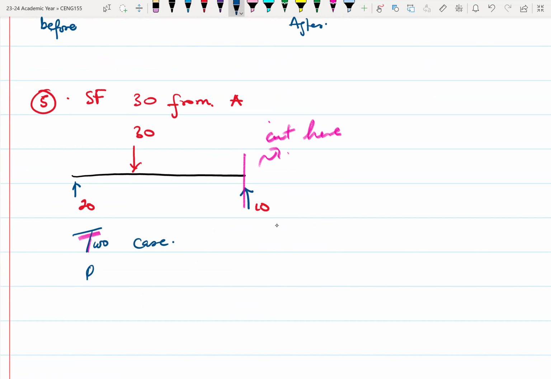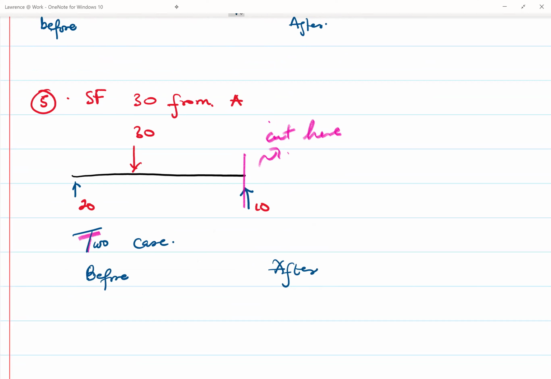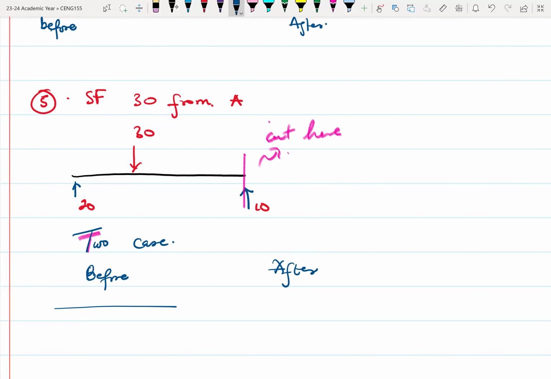Okay, so I call one before and the other after. In this sense, I'll have a whole system in place where I have my 20 kilonewton load, I have my 30 point load. Then I don't include my 10 at the end. I only find the shear force at 30.